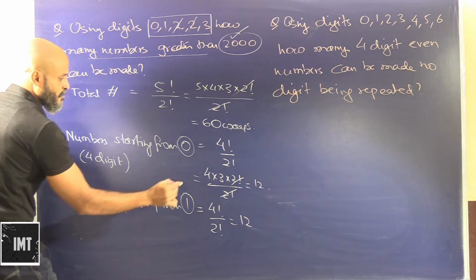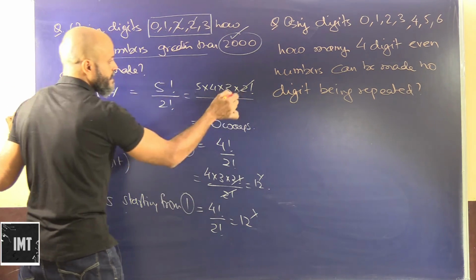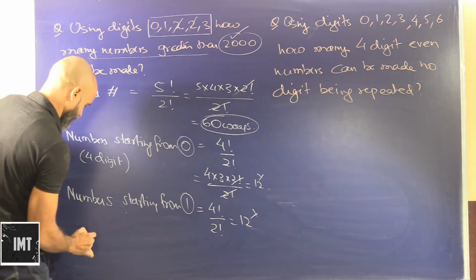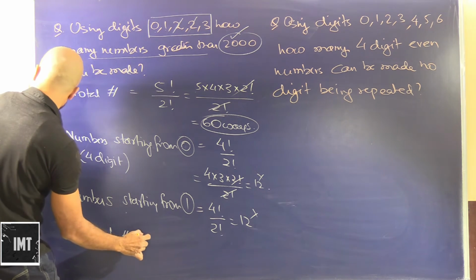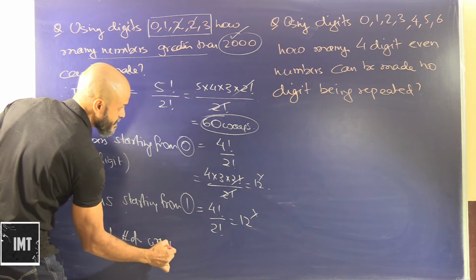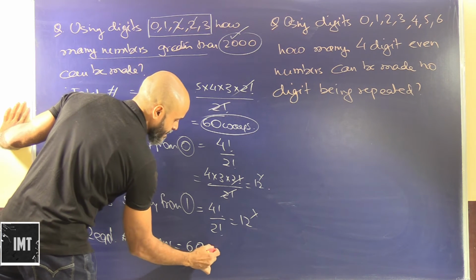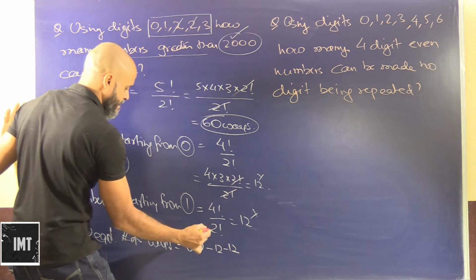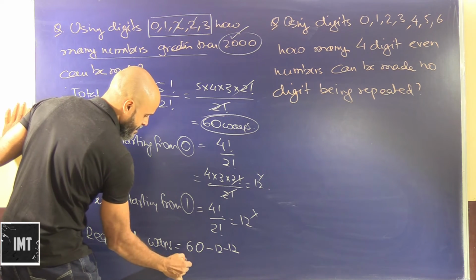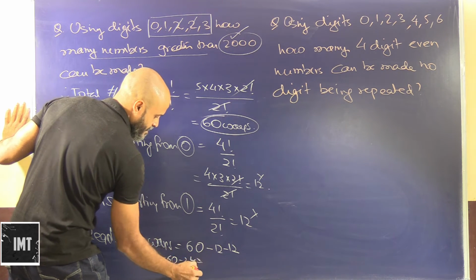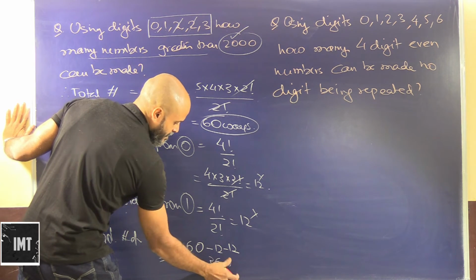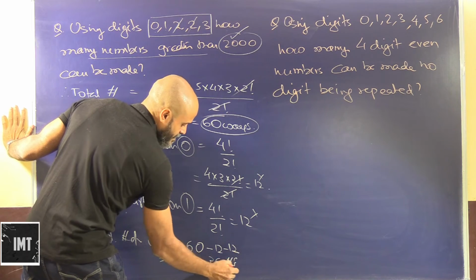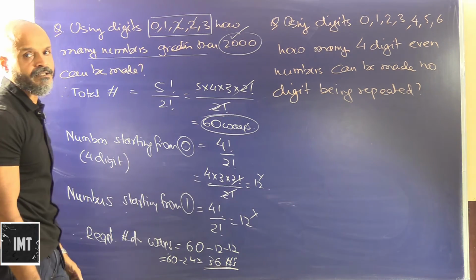Okay, so we have to exclude these two cases from the total number of cases. So the required number of ways will be 60 minus 12 minus 12, that is 60 minus 24, which is 36. There will be 36 numbers. So out of these digits we can make 36 numbers.